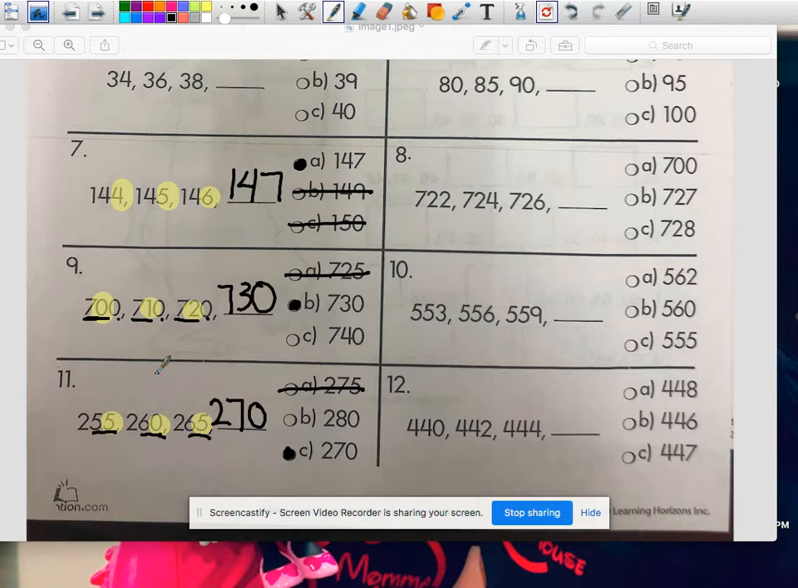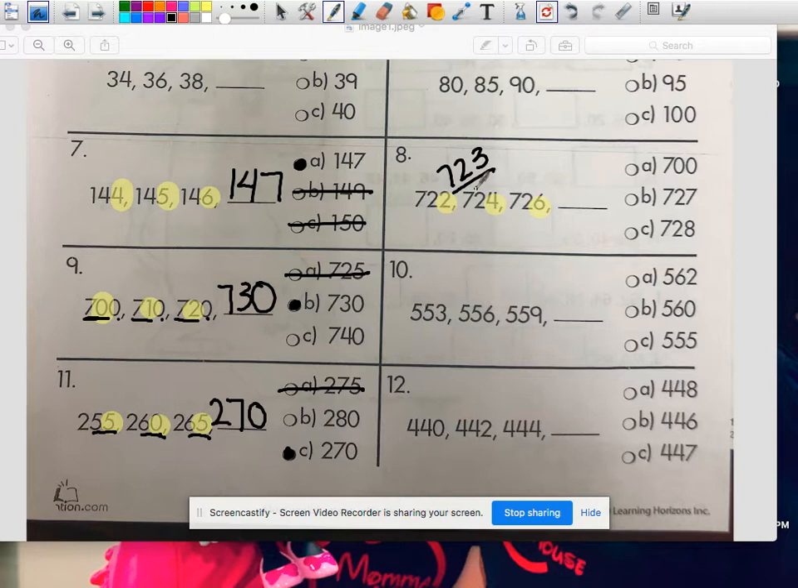Let's look at number 8 over here. So starting again in the ones place, 2, 4, 6. Did it change? Yes, I'm going to highlight my ones place. Now, is it just changing by 1? No. So they were kind of a little like, oh my goodness, what do I do? So I told them, well, sometimes it's easier to write what am I skipping? So 722, well, next would be 723, and then I have 724. So I skipped one number.